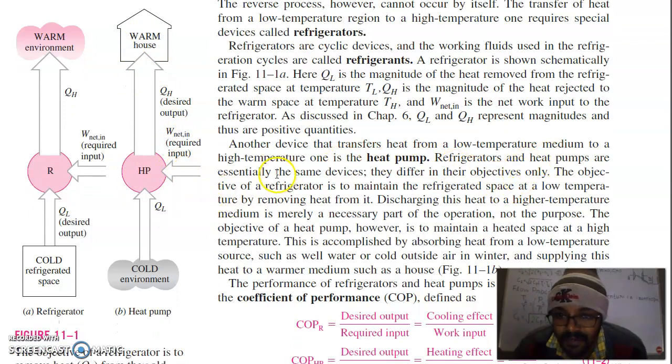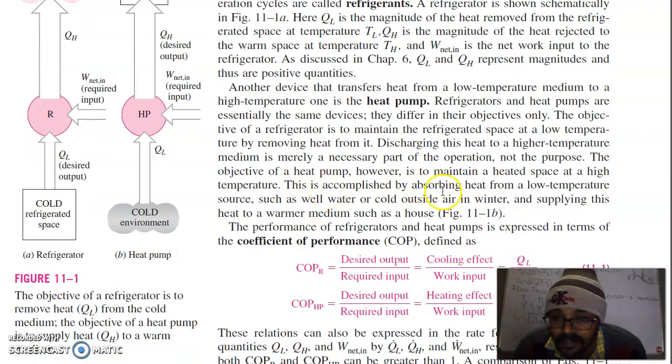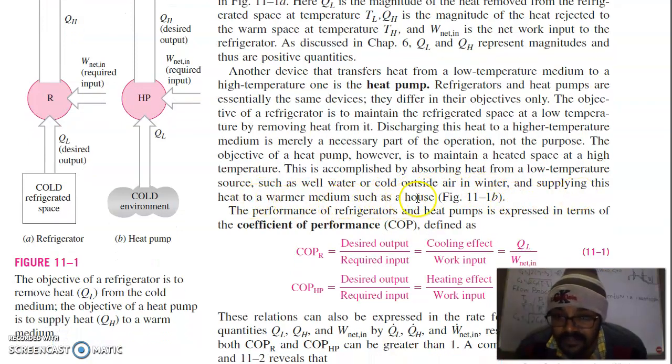So the refrigerator and heat pump are essentially the same; the only difference is in their objective. In the case of refrigeration, we need to maintain the cold space. In the case of the heat pump, our focus is on the warm space. We have to make the warm space warmer and more comfortable by supplying heat. So discharging heat to a higher temperature medium is merely a necessary part of the operation, not the purpose. The objective of the heat pump, however, is to maintain a heated space at a high temperature. This is accomplished by absorbing heat from a low temperature source, such as well water or cold outside air in winter, and supplying this heat to a warmer medium such as a house.